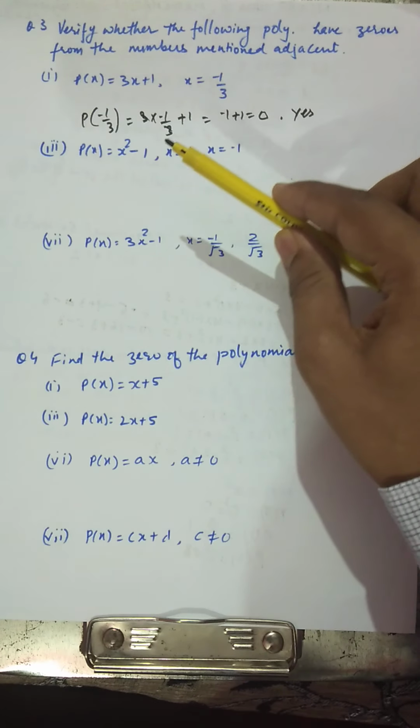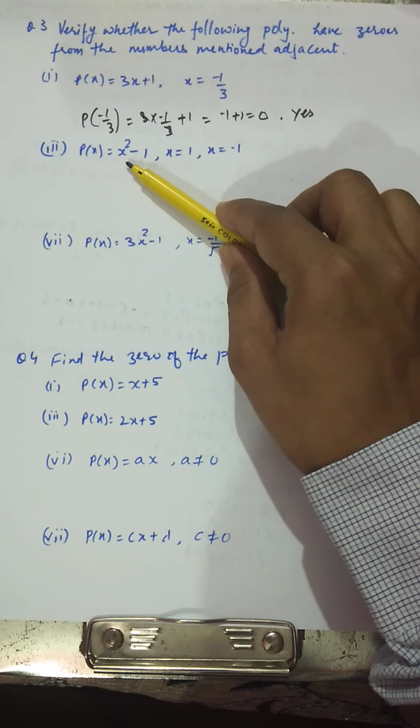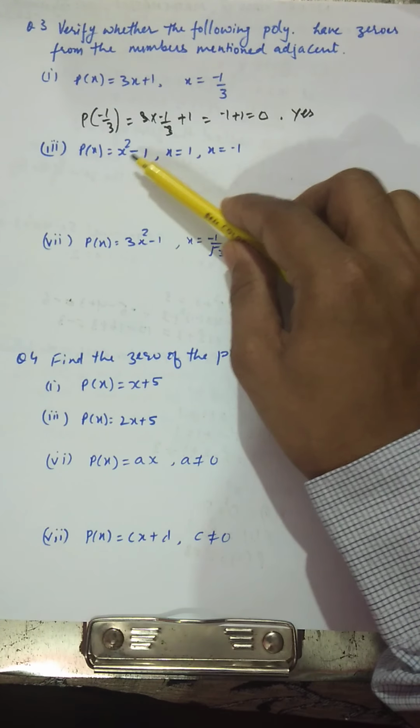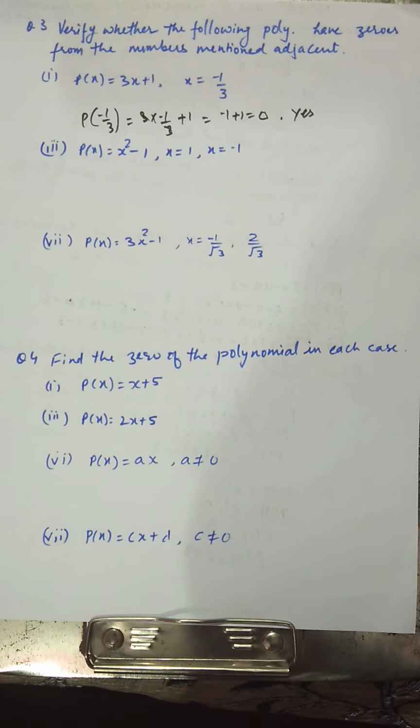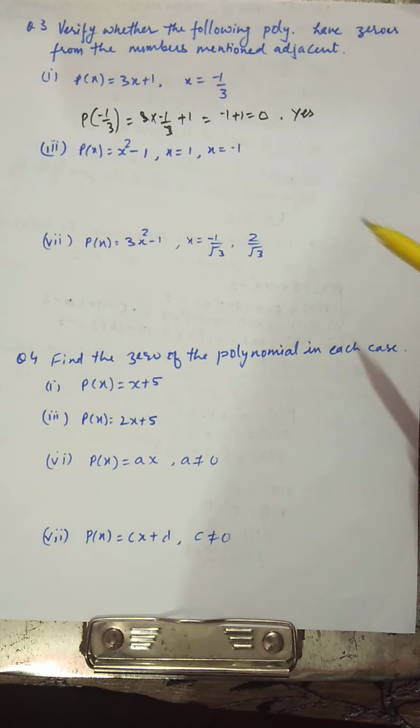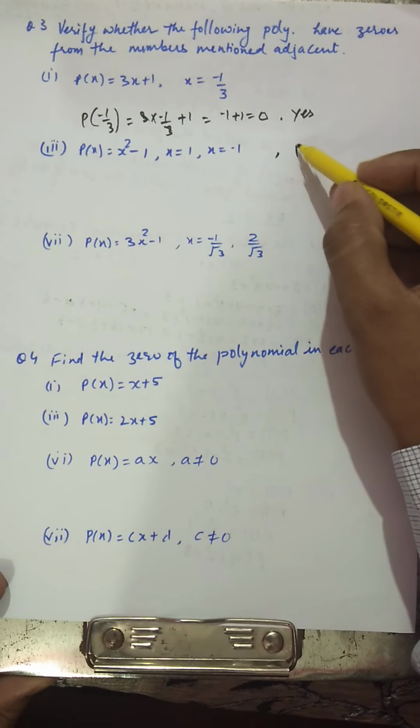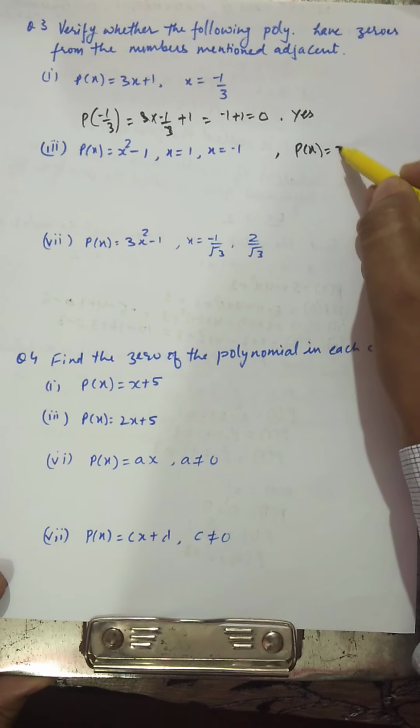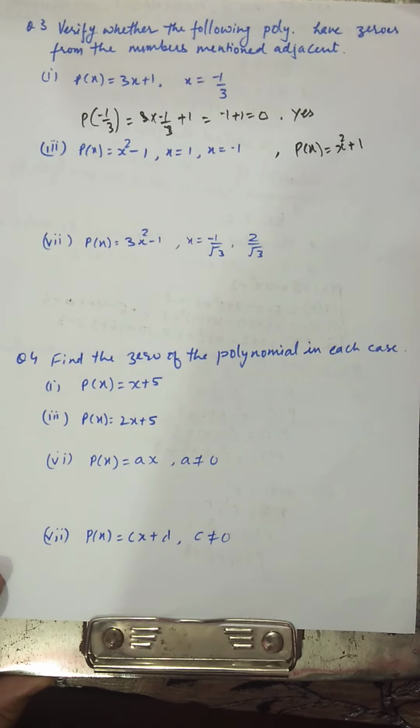Now you can see that this is a quadratic polynomial. A quadratic polynomial can have maximum 2 zeros. But if I ask you the minimum number of zeros, your answer will be there is no 0. I can give you an example. You can take p(x) equal to x square plus 1.